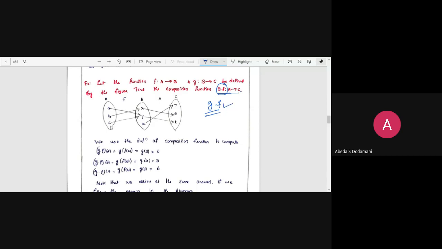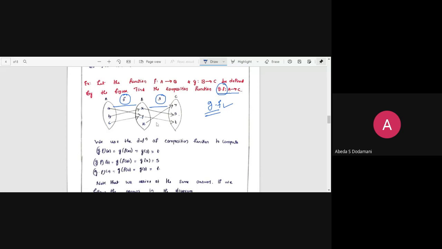So let's draw this diagram. This is my function f from A to B, and this is our function g from B to C. Here you can see that A is going to Y, B is going to X, and C is going to Y. And g is a function where X is going to S, Z is going to R, and Y is going to T.